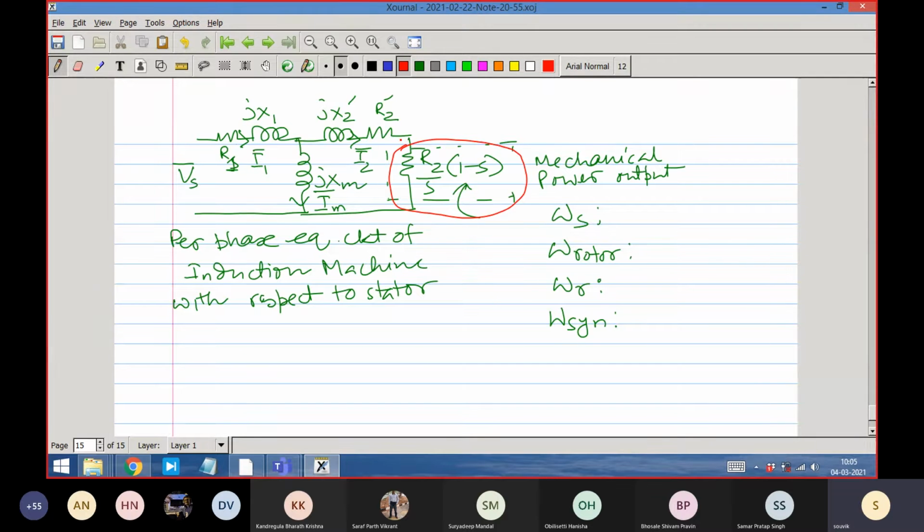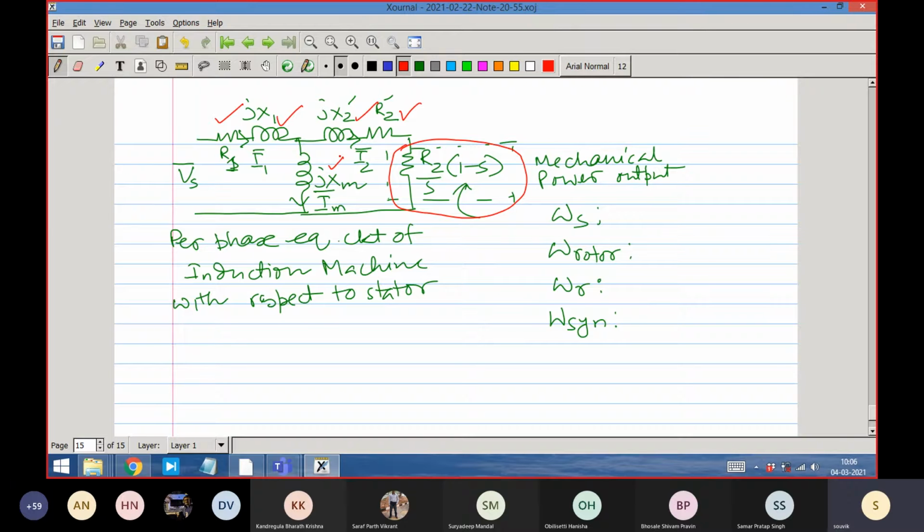R1 is the stator resistance, jX1 is the stator leakage inductance, jX2 is the rotor leakage inductance, R2 is the physical resistance of the rotor. The dash term implies that they are all referred to the stator side. jXm represents the magnetizing inductance of the machine, and Xm is related to the current that will be required to develop the magnetic field in the air gap.